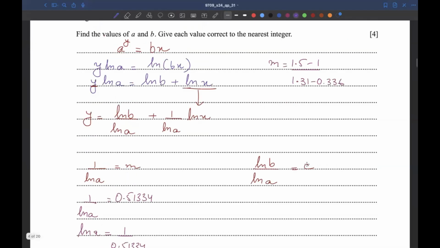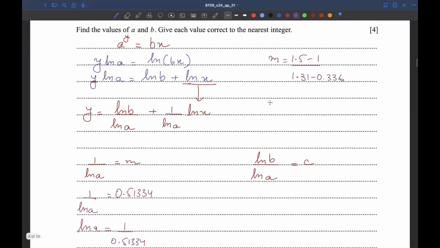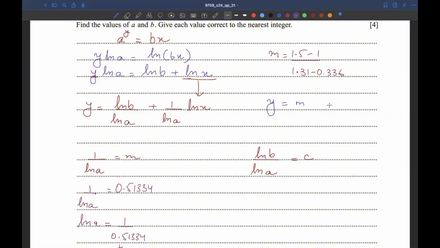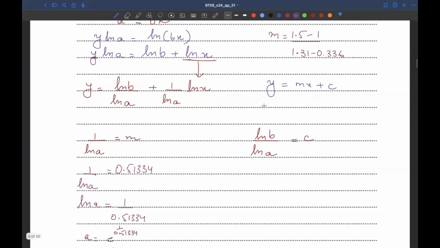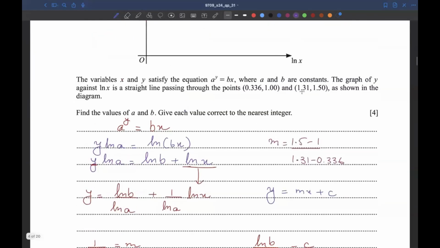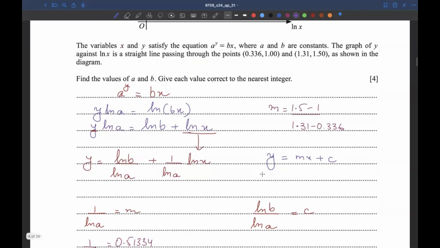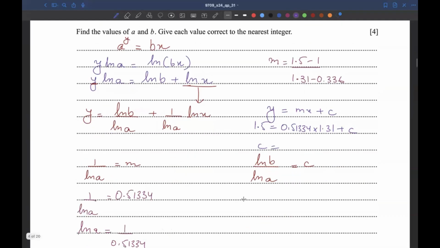So in the first step, we'll find the value of C using y equals to mx plus C. So we have the gradient, which is 0.51334, and we can take any point over here. So let's take 1.31 and 1.5. So 1.5 is equal to 0.51334 times 1.31 plus C. We'll subtract this answer. So the value of C will be 1.5 minus 0.51334 times 1.31. So the value of C is 0.82752.